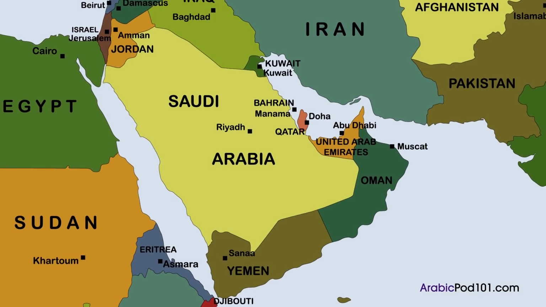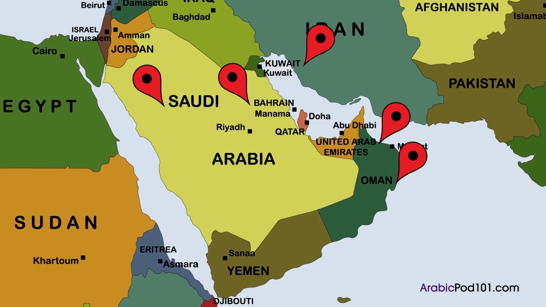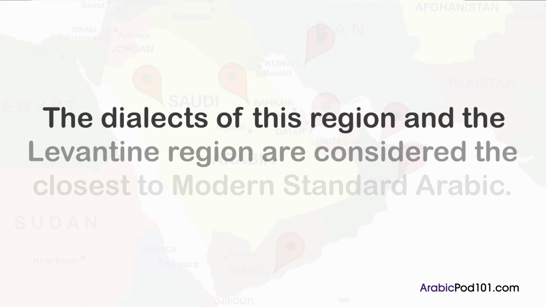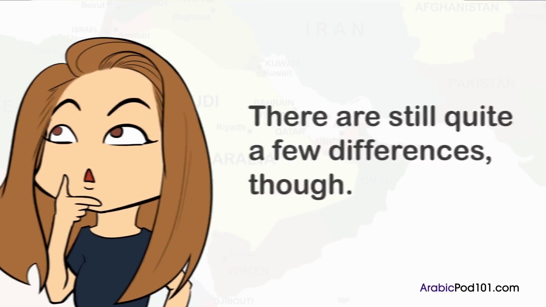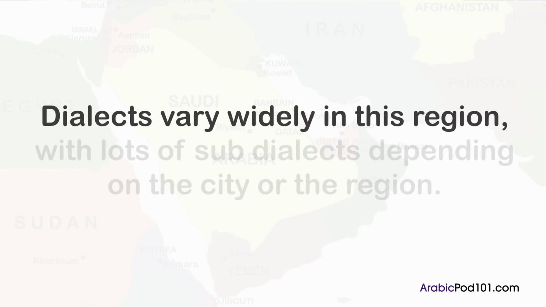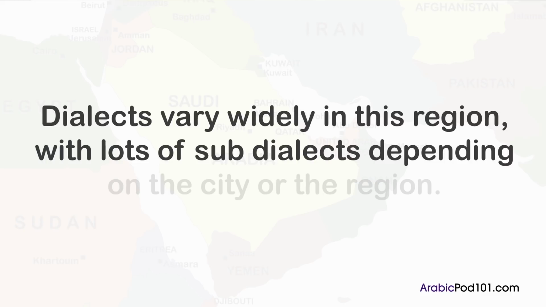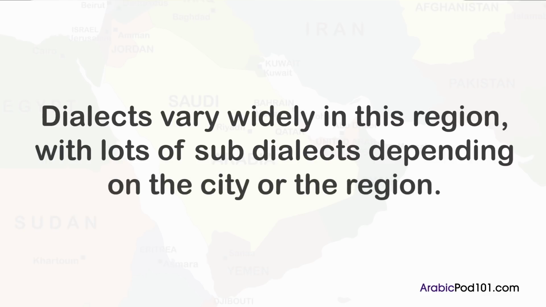Next, we have the Gulf region dialects, which are spoken in Saudi Arabia, Bahrain, Oman, Kuwait, UAE, Qatar, and Yemen. The dialects of this region and the Levantine region are considered the closest to modern standard Arabic. There are still quite a few differences though. Dialects vary widely in this region, with lots of subdialects depending on the city or the region.